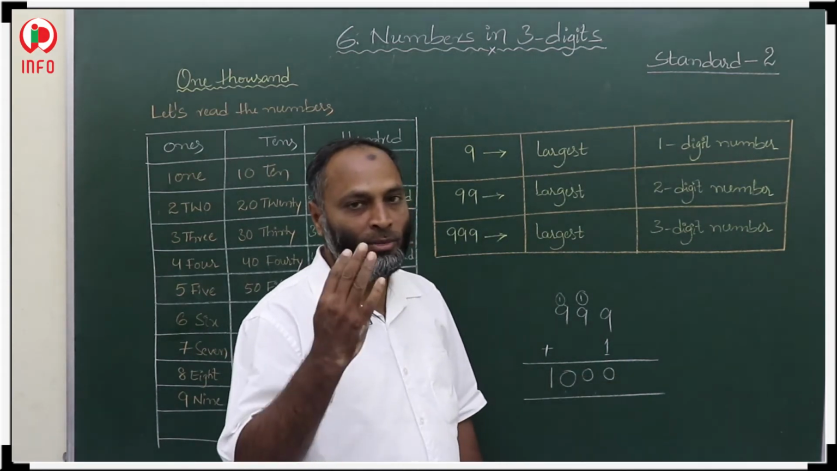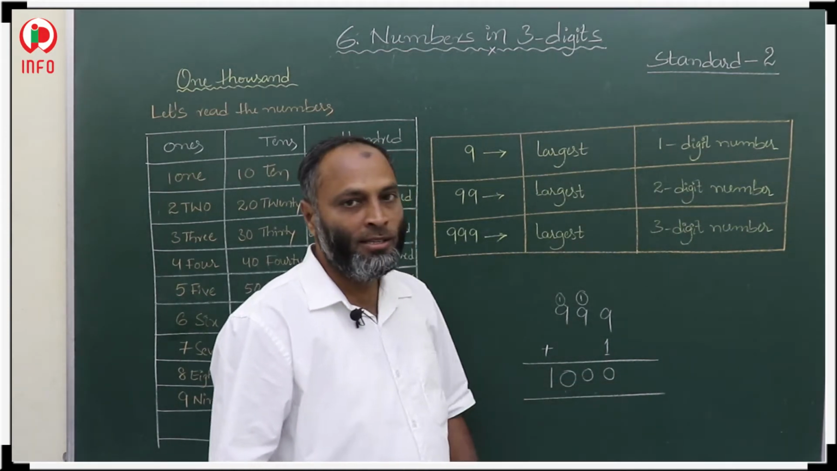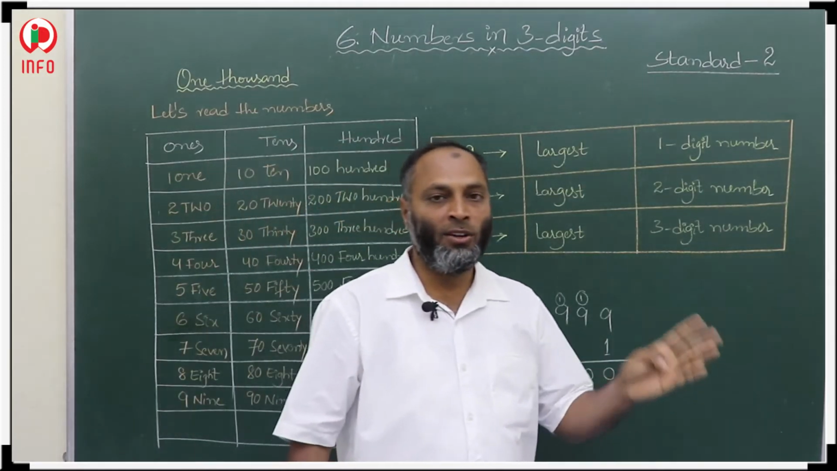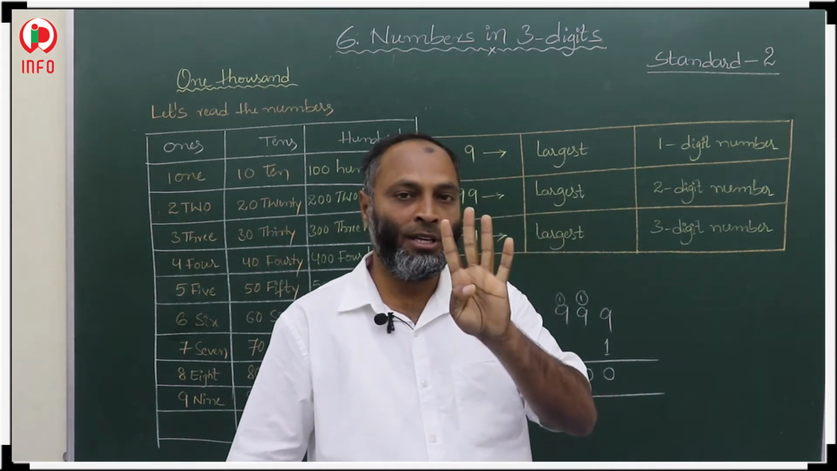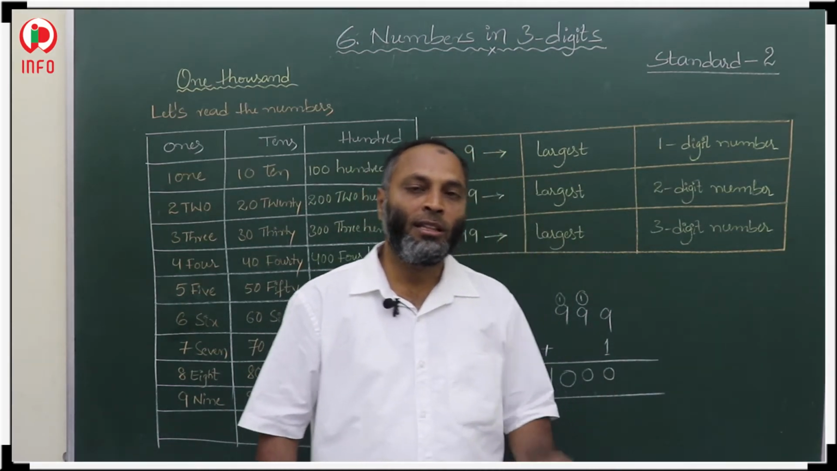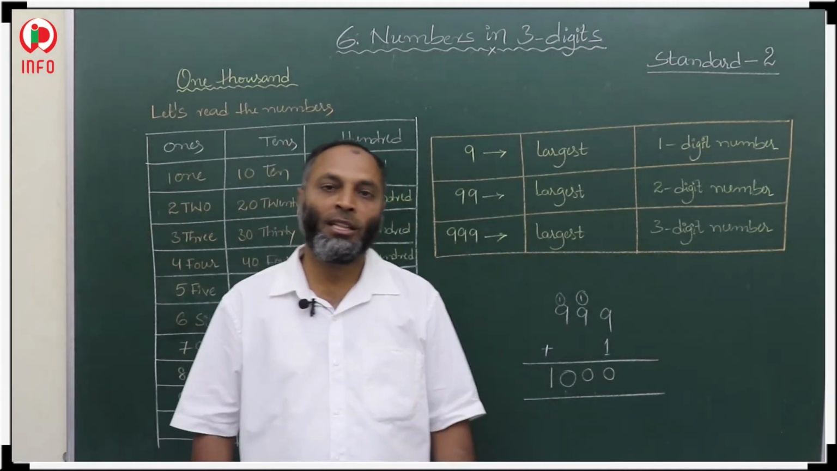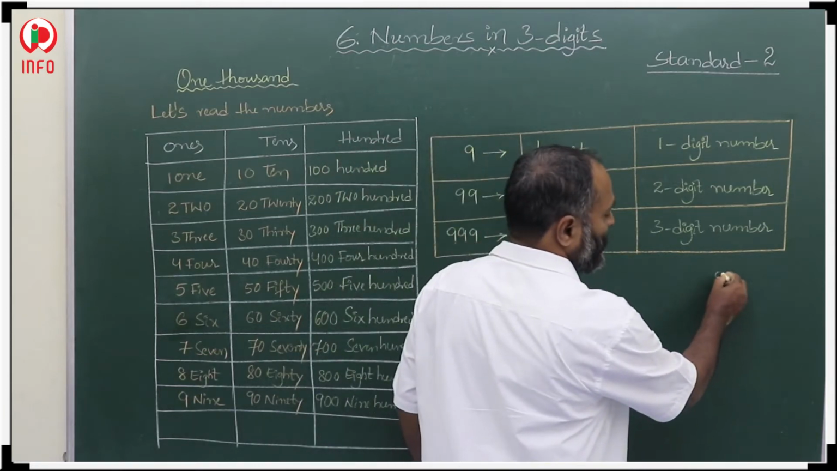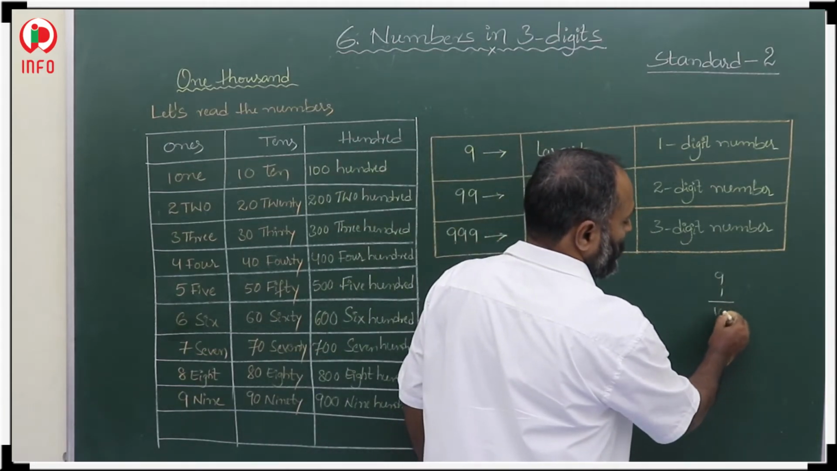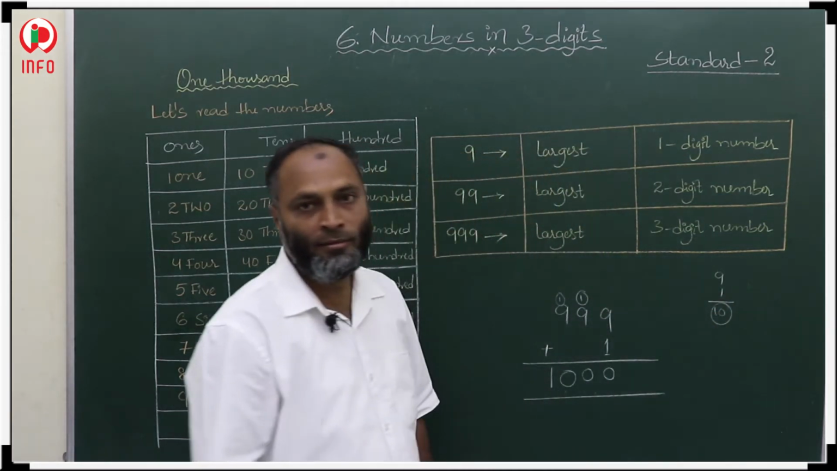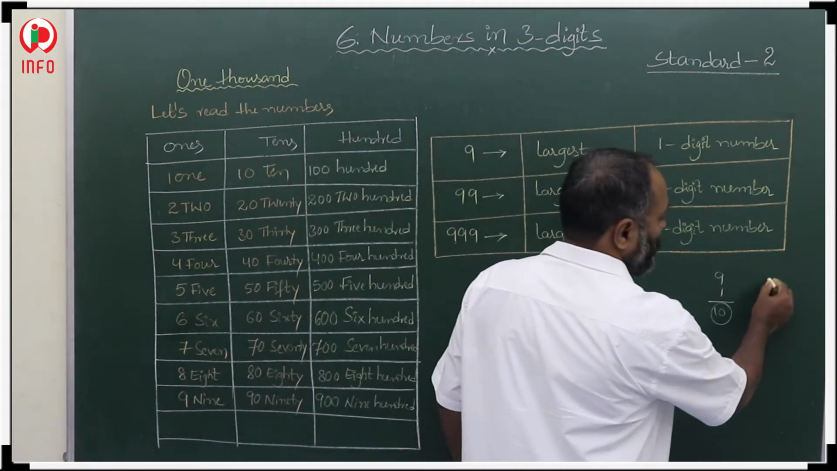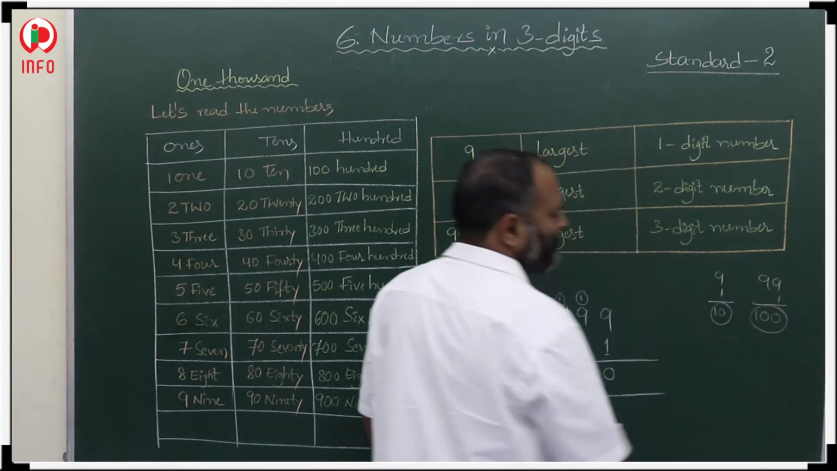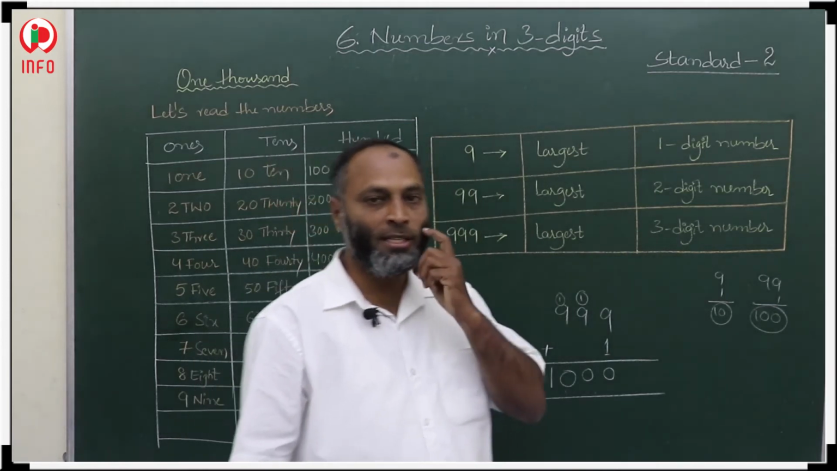This is a four digit number. This is 1000. So if we add 1 to the largest three digit number, then you'll get the smallest four digit number, that is 1000. In the same way, if we add 1 to the largest single digit number, then you'll get the smallest two digit number. For the largest two digit number, if you add 1, then you'll get the smallest three digit number.